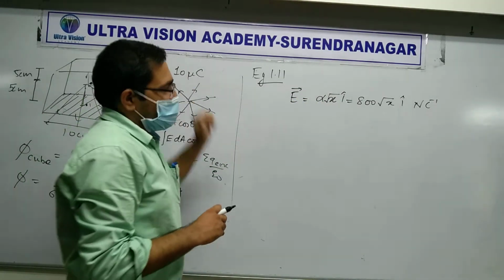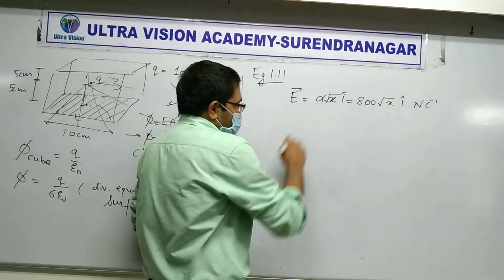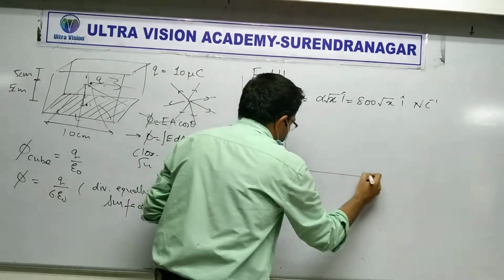Okay. Fine. Now what do we have to find out? There is a cube. Let's draw it. Let's draw another cube.